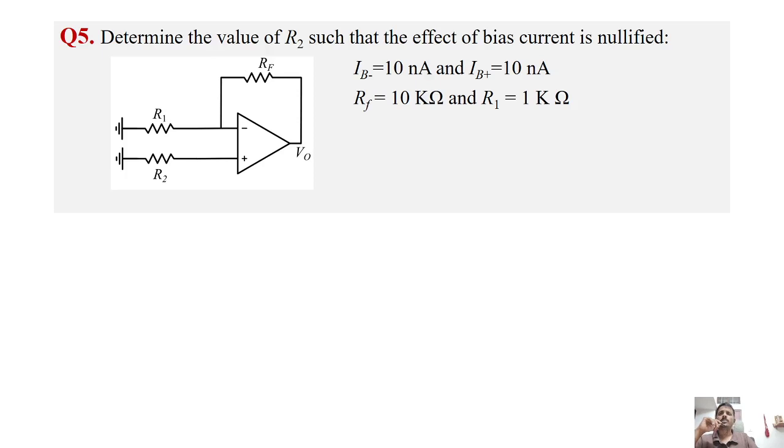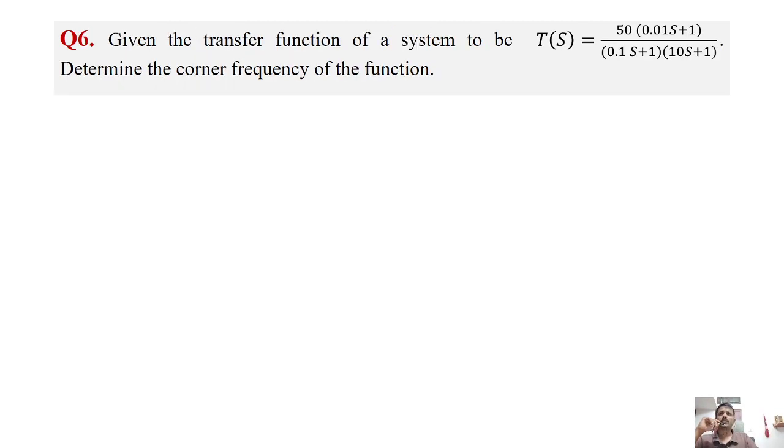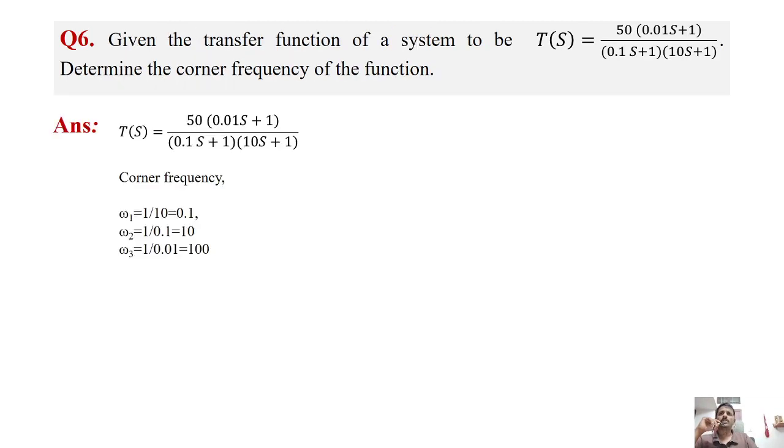The fifth question is to determine the value of R2 such that the effect of bias current is nullified. We just need to substitute the bias current in the circuit and we will find that. The sixth question: a transfer function is given, and we need to determine the corner frequency. Again it's straightforward; we can directly find it from the transfer function.